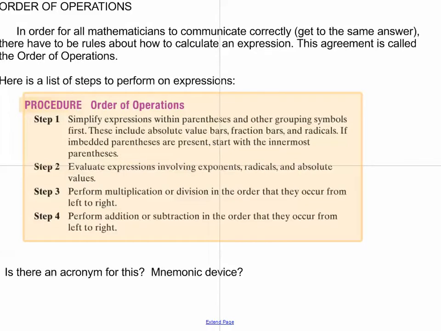What I want to do about order of operations is to point out a couple things. Order of operations really is for everyone to be able to communicate correctly. In other words, if all the people doing a math problem had different rules about which to solve first and which to simplify first, then everyone would get different answers. So we need to communicate the math more consistently and make sure that everybody has the same answer.